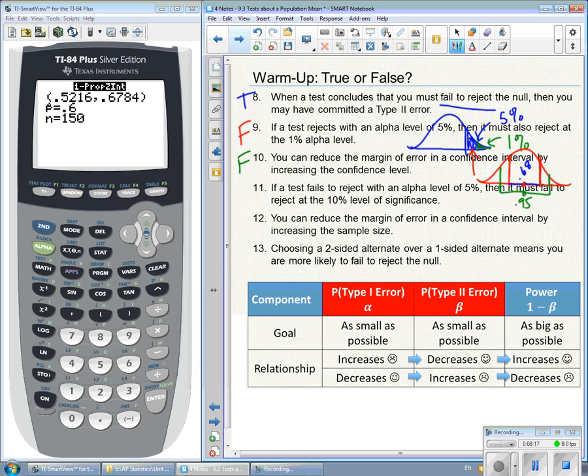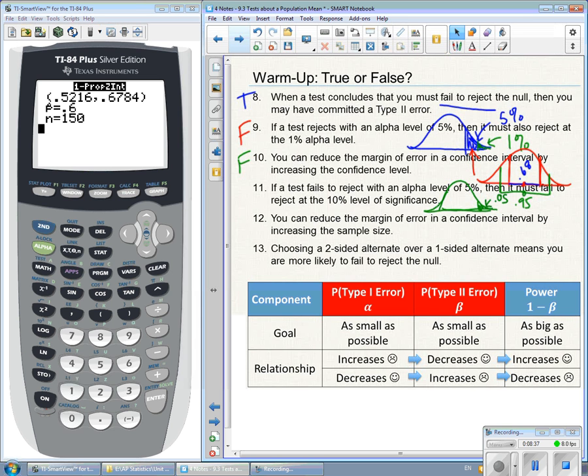In number 11, it says if a test fails to reject at an alpha level of 5%, then it must fail to reject at a level of 10%. And this is kind of like the converse of the other one that we did. So, sorry, this is terrible. So let's say this is my 5% level.